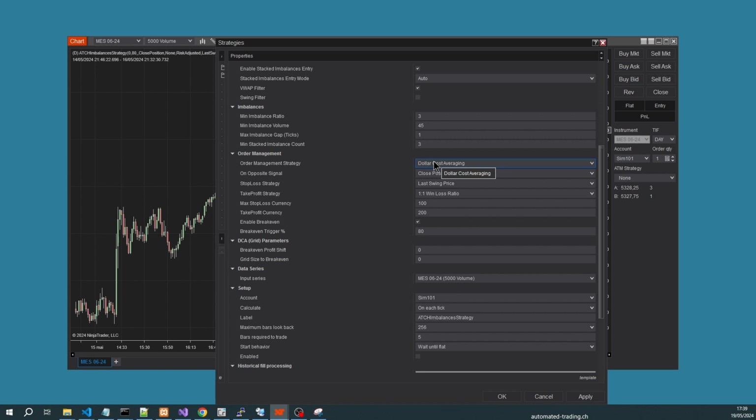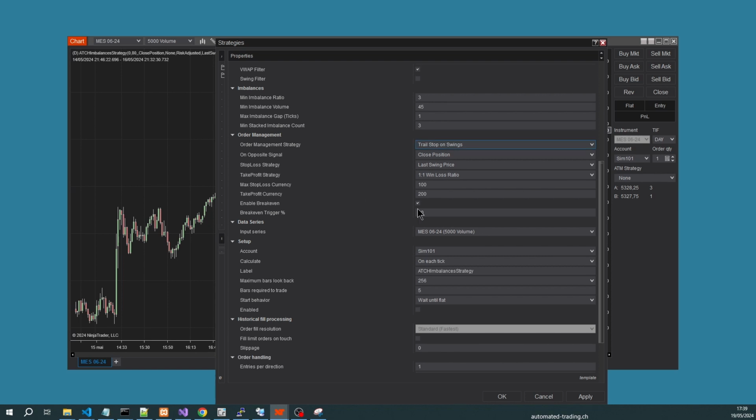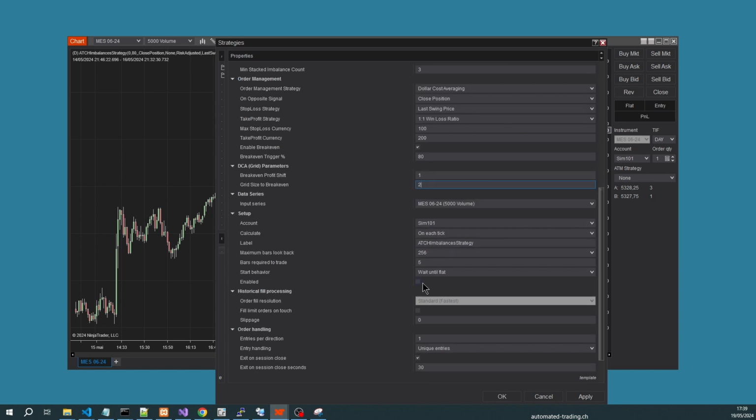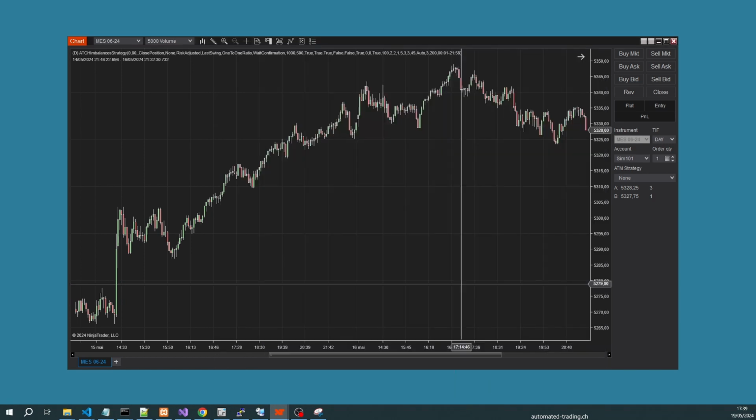So let me show you here an example. If you set this to dollar cost averaging and you set the profit shift to, let's say, 1 and the grid size to break even to 2, let us test and see what this does.